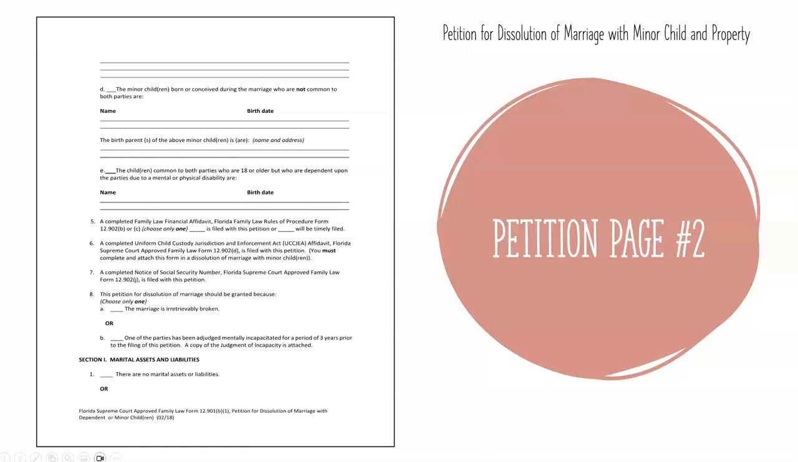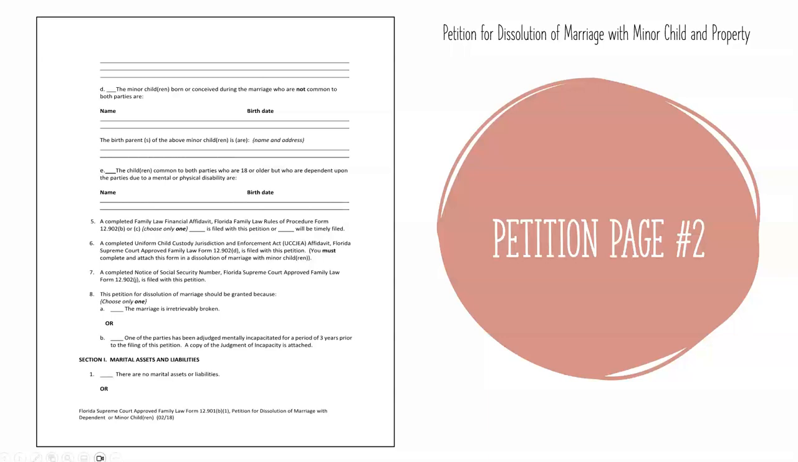Paragraph E, dependent children over 18. If you have children over 18 years old who are common to both parties and are dependent on you due to a mental or physical disability, include their information in this section if applicable.